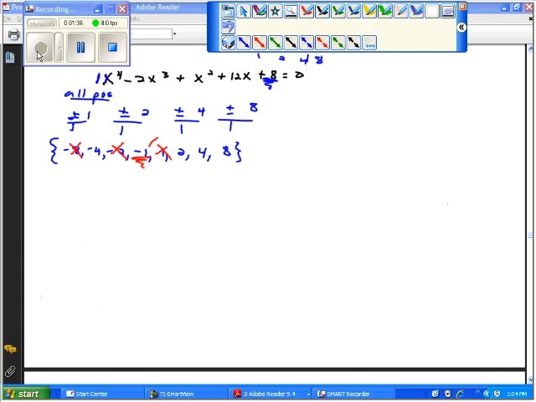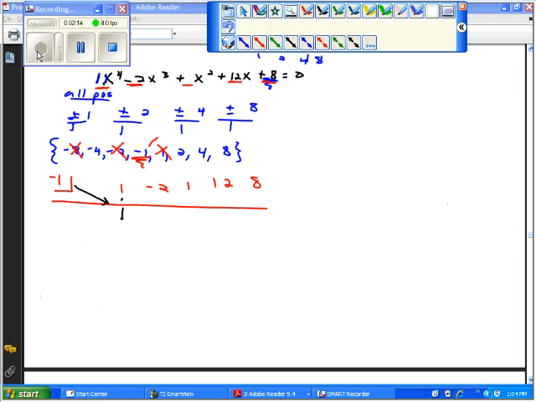We would have taken our coefficients, 1, negative 2, 1, 12, 8, and we'll do synthetic division. And we're trying the root of negative 1. And what are we trying to get? A remainder of 0. So to do synthetic division, we bring down 1.